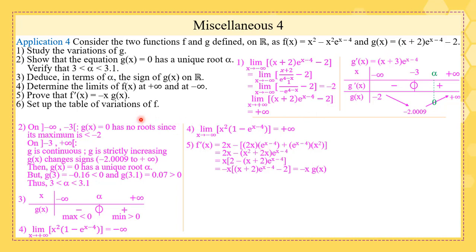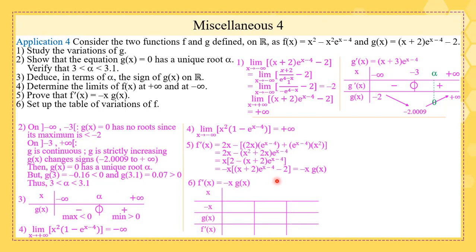Now part 6: set up the table of variations of the function f. Try to set up the table of variations. f prime of x is minus x times g of x, so there is a relation between f prime and g. Let's see the sign table of f prime of x using g of x and negative x. This is the table. This is minus infinity. Well, one of the roots is 0. This is the root for x, and the other root is alpha. And remember, alpha is greater than 0. So this would be alpha, and this is plus infinity.